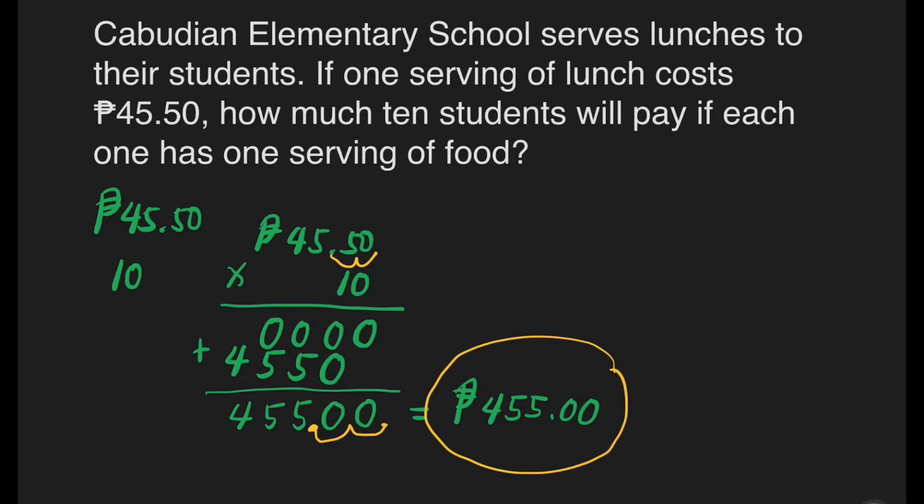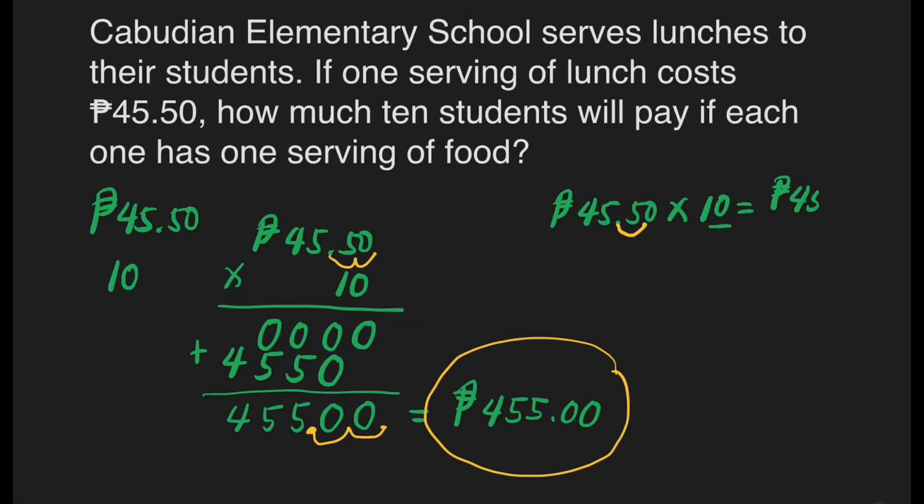Okay, the shortcut. All we need to do is write first 45 pesos and 50 centavos times 10. In multiplying by powers of 10, let's see how many zeros we have here. Then we can just simply move the decimal point one place to the right. It means our answer will become 455 pesos. We will just move one place to the right because we have 1 zero in our 10. So that's easy.